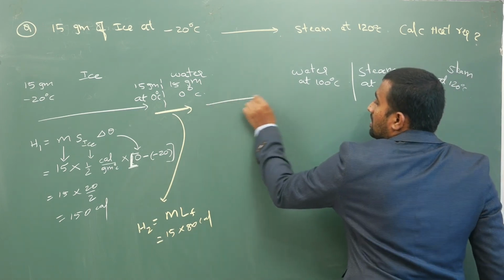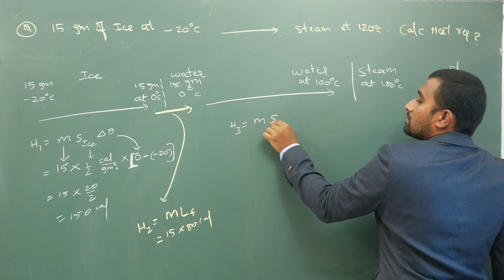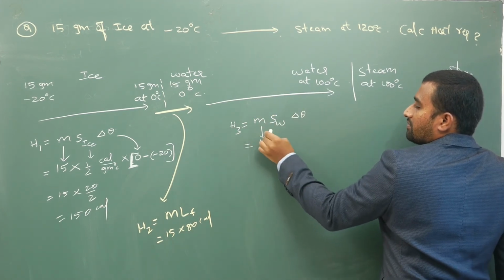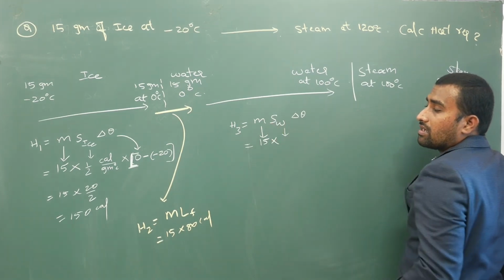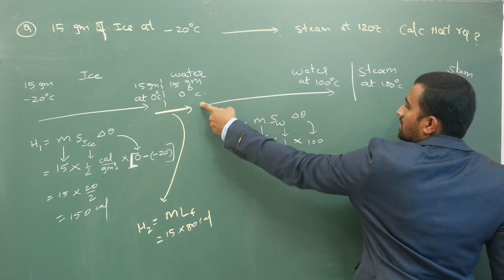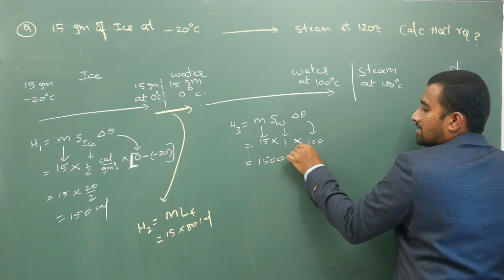Next, from here to here, your heat required H3 is mass times specific heat of water into delta theta. So your mass is 15 into specific heat of water is 1 into temperature difference is 100, because between 0 and 100 temperature difference is 100. So you will have around 1500 calories.